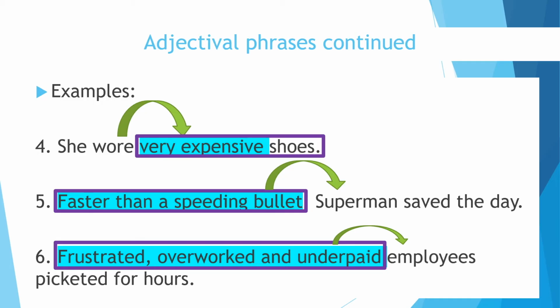Number 5. Frustrated, overworked, and underpaid employees picket for hours. Now this sentence does not have a preposition or a participle. What words in the sentence can we remove? Frustrated, overworked, and underpaid can be removed from the sentence and it will still make grammatical sense. Let's check. Employees picket for hours. That sentence does have a finite verb. You can use the SNT rhyme to check for this.